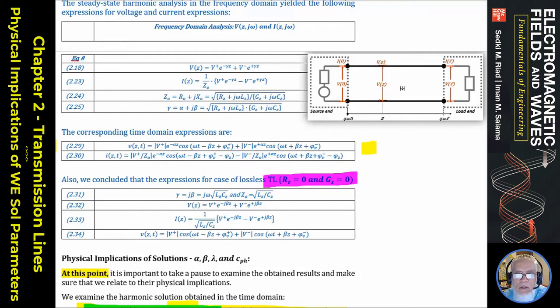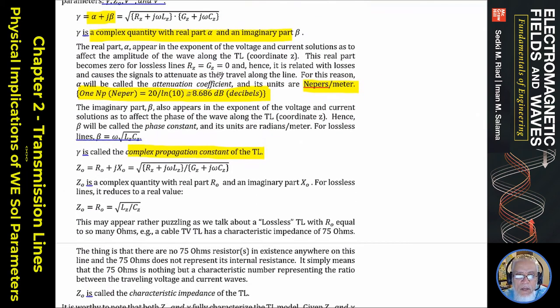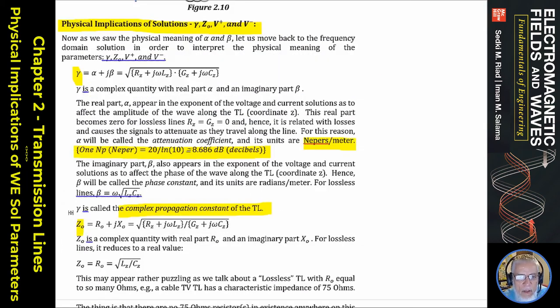I don't need to give you R, L, G, and C anymore. And vice versa, if I give you R, L, G, and C, and you need to analyze this transmission line, you can basically get your gamma and Z naught, and therefore you can discover these equations and work with them. Gamma and Z naught are characteristic numbers for a given transmission line.